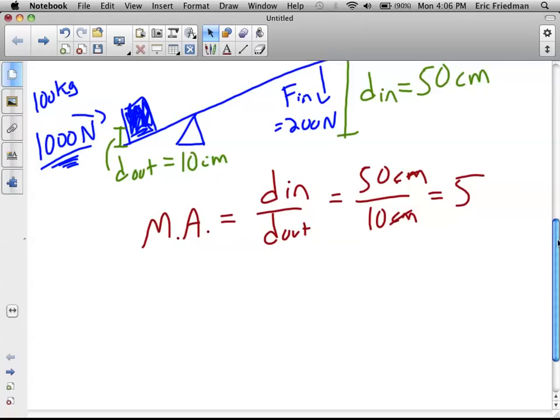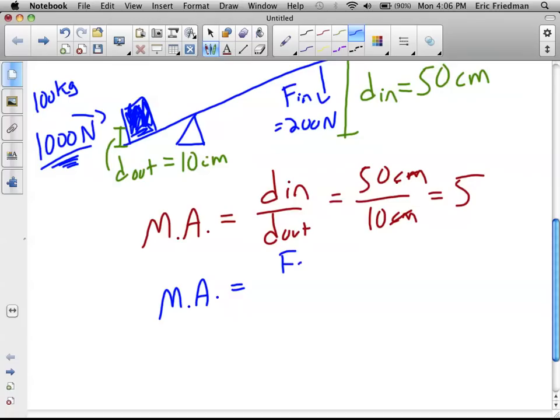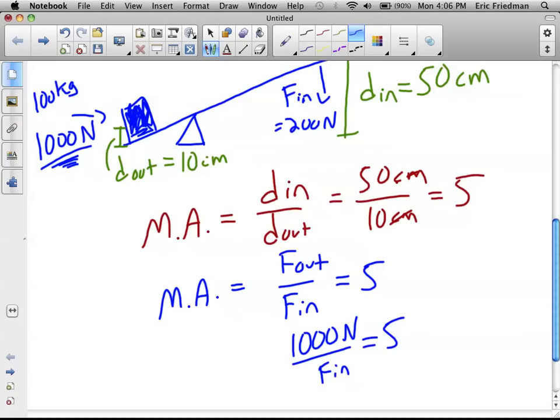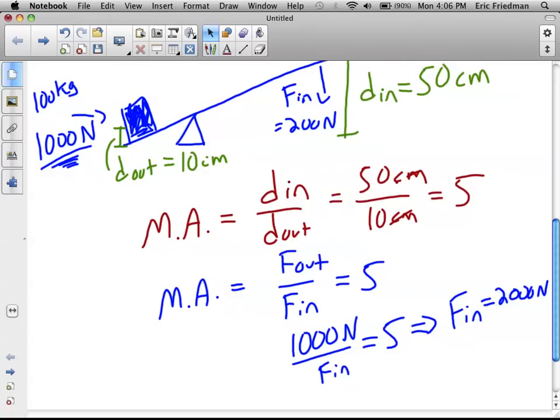One way we can look at it is just by using the mechanical advantage equation again. MA, mechanical advantage, is force out over force in. We know that it's 5. We know that my output force is 1,000 newtons divided by my input force. It's got to be 5. That's going to tell me that my force in is 200 newtons. Right? That's pretty easy.